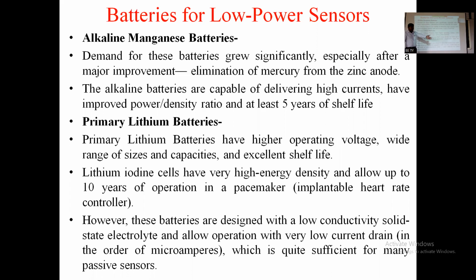The alkaline manganese battery delivers a high current. Which battery is suitable depends upon our requirement. If our requirement is high current, then we use alkaline manganese batteries. If our operating voltage requirement is higher, then we use the primary lithium type of battery. It has a high operating voltage and a wide range of sizes.